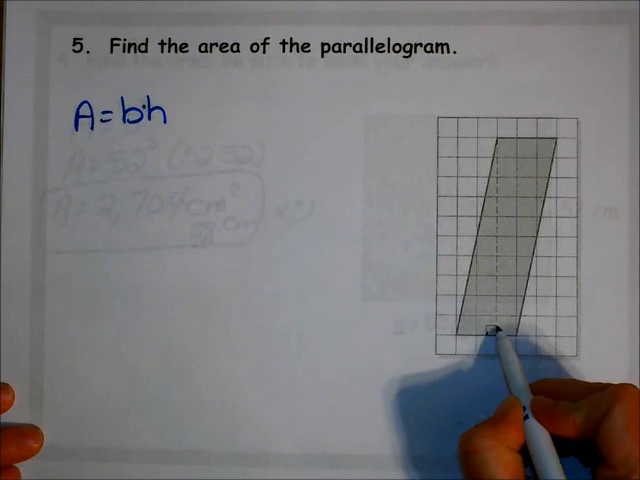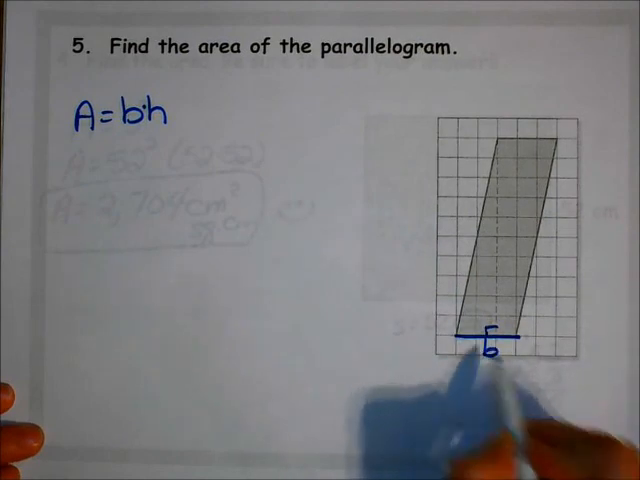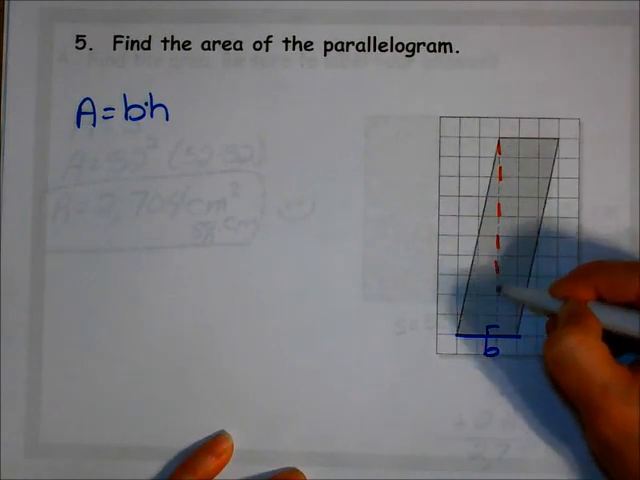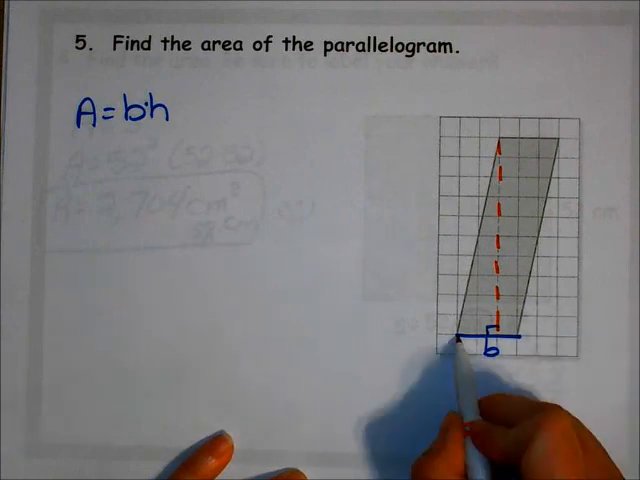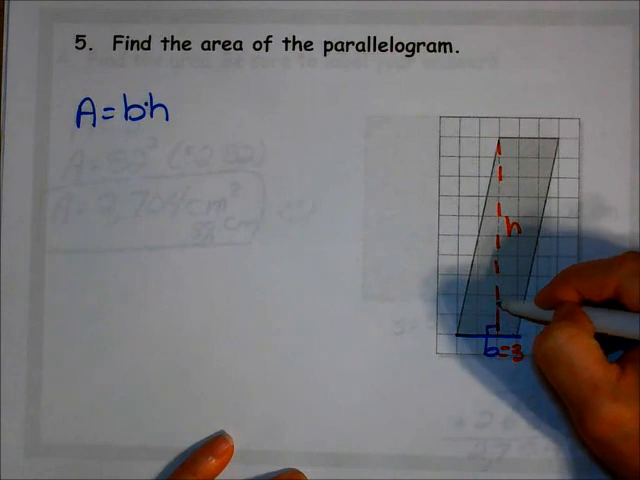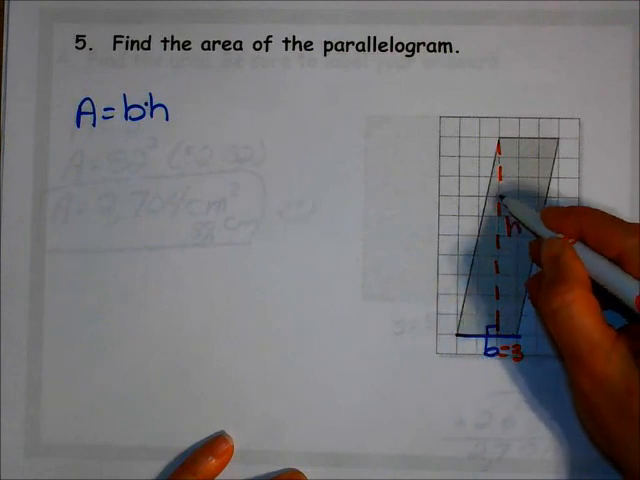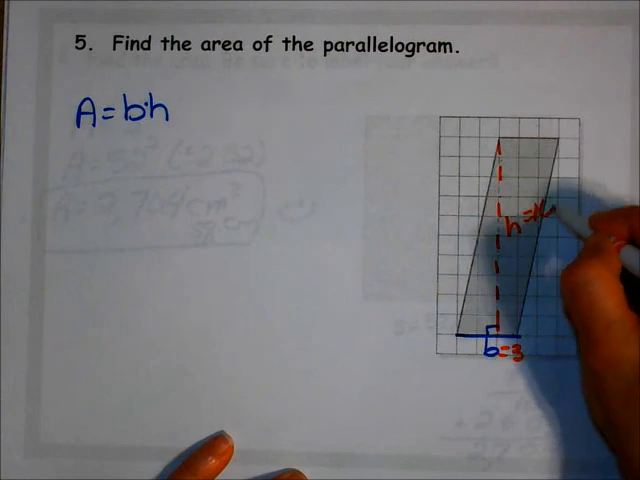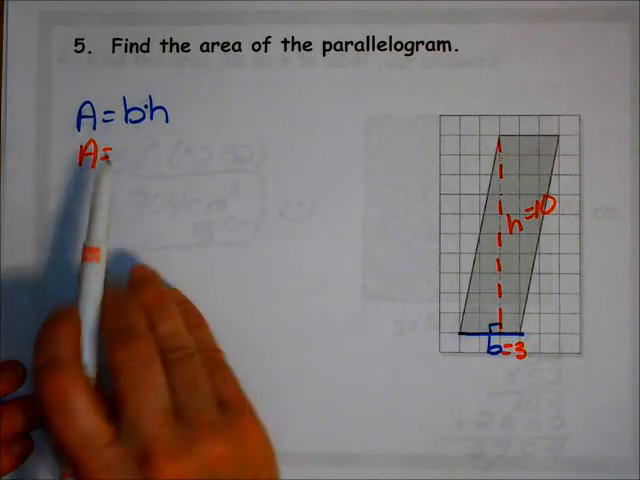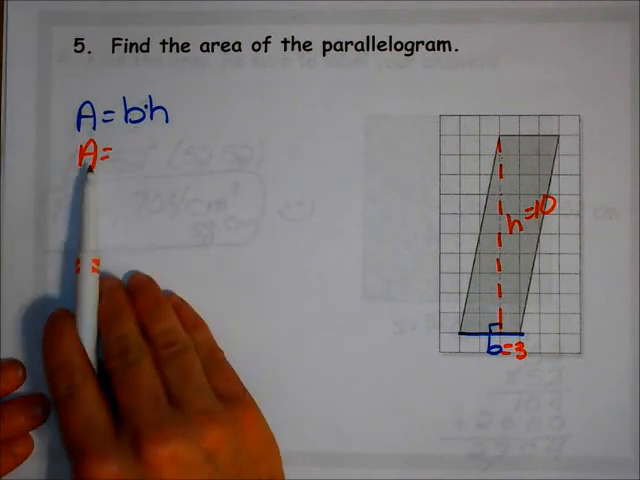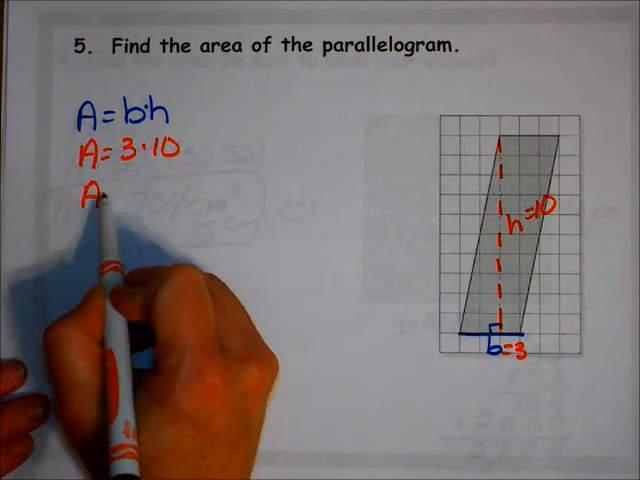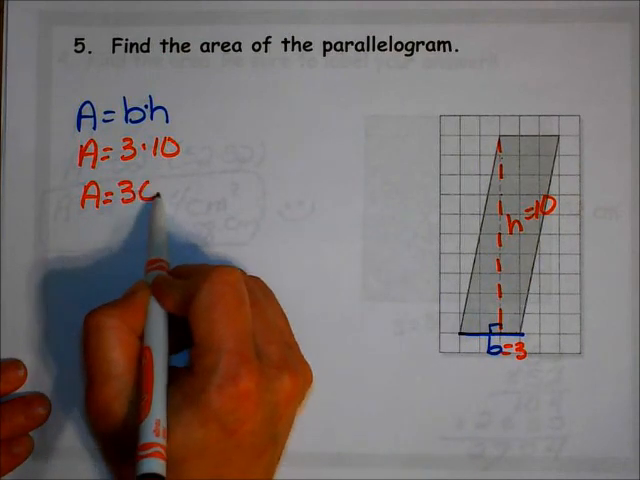Notice here's the right angle here. So here is my base, and my height is my line that's standing up tall and straight, which is my dotted line. So the length of my base is 3. My height is 1, 2, 3, 4, 5, 6, 7, 8, 9, 10. So now I can plug into my formula. Instead of saying A equals B times H, I can say A equals 3 times 10. So the area of my parallelogram is 30.